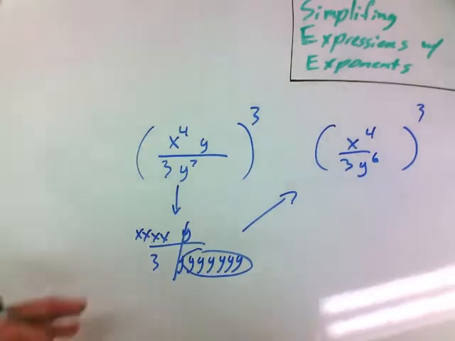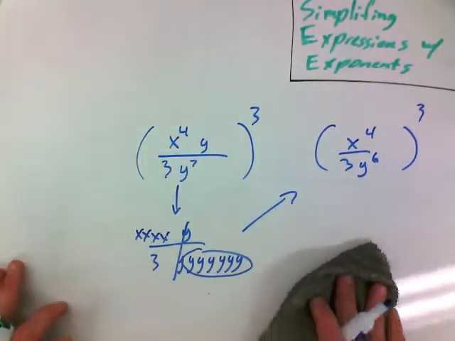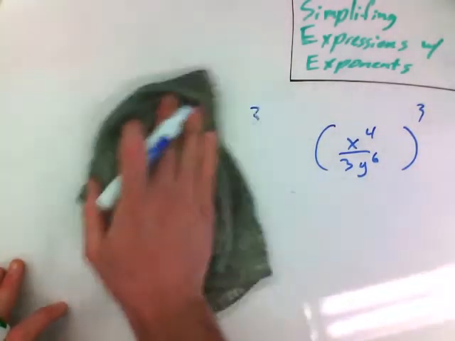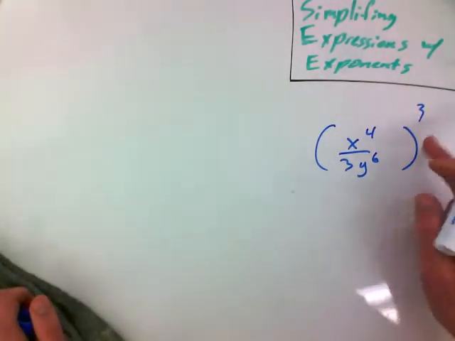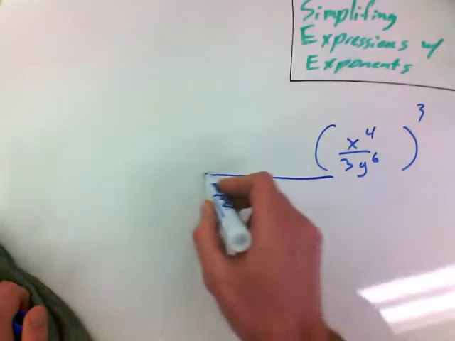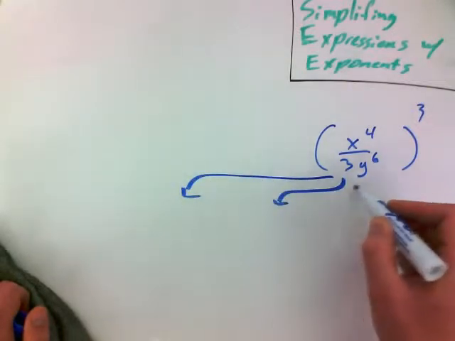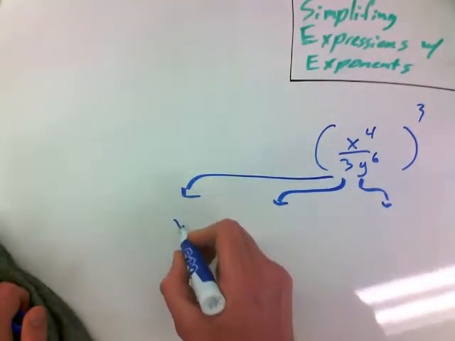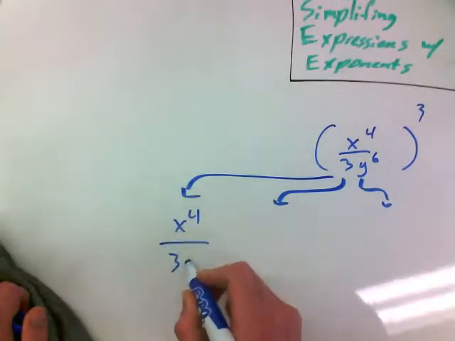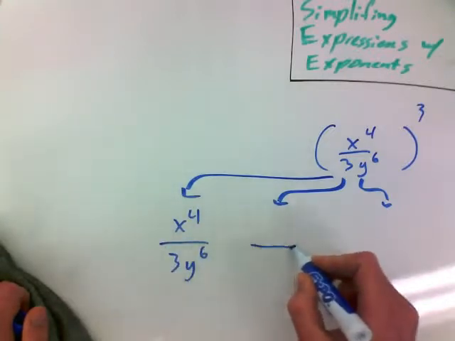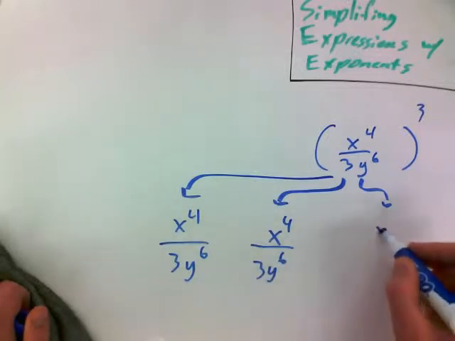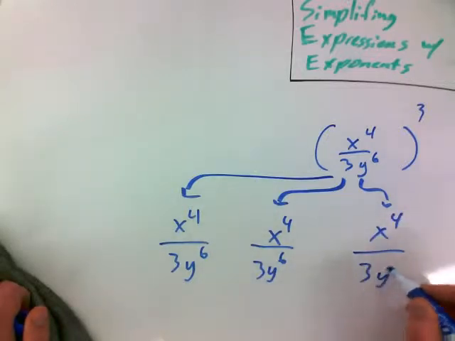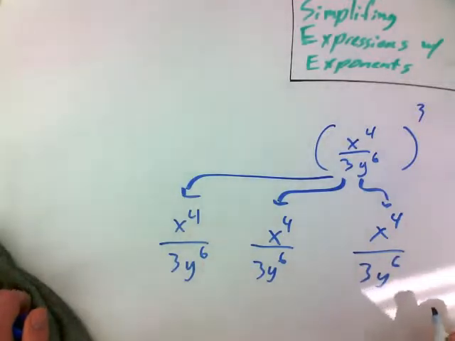So that kind of idea that you can simplify whatever's in the middle before you do this to the 3rd power thing is going to be really nice. So to the 3rd power, anything to the 3rd power just means we're going to write this thing 3 times, right? So this is just x to the 4th over 3y to the 6th, times x to the 4th over 3y to the 6th, times x to the 4th over 3y to the 6th.